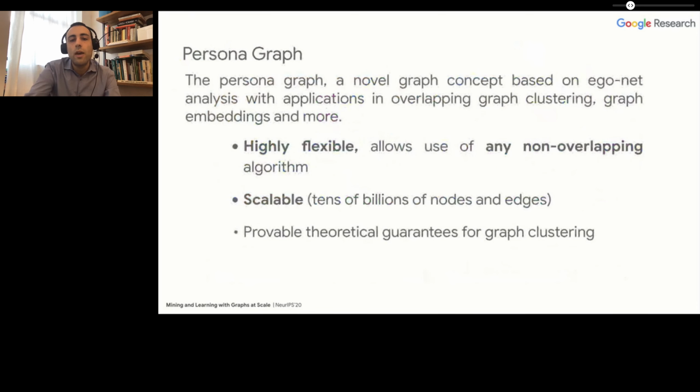So now that we have this intuition, what we define is the persona graph, which is a concept we defined in a KDD paper. And what we show is that with this graph, which is a new graph concept, you can process a graph and turn it into another graph where these communities are separated. And what I'm going to show you is how to do that in a very efficient and flexible way that also has some theoretical guarantees in terms of graph clustering.